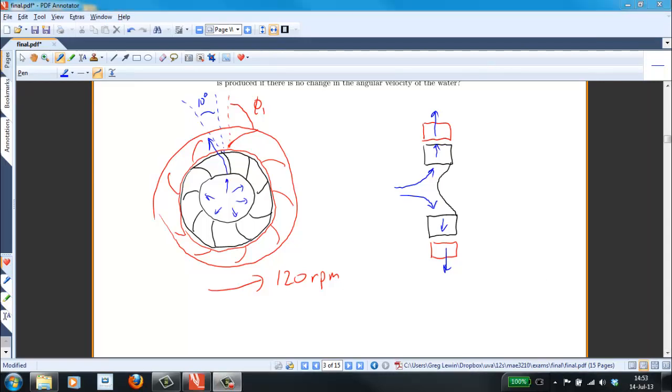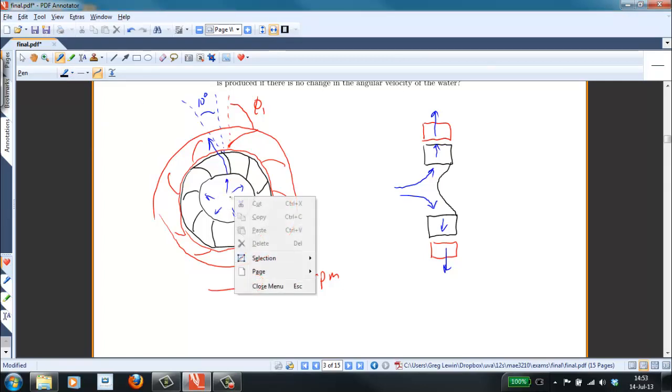Now the dimensions, I said, will be given to you. The inner radius of the stator is 0.5 meters. I'm going to erase one of these arrows here so that I can write it in. So this is 0.5 meters. The outer radius of the stator here, and I'm going to get rid of this little stator vane so that I can write it in, is 0.8 meters.